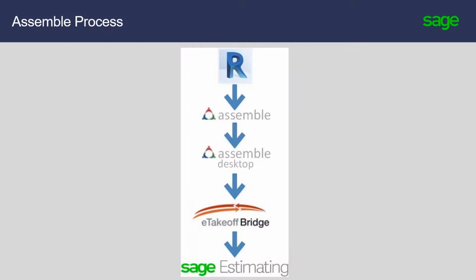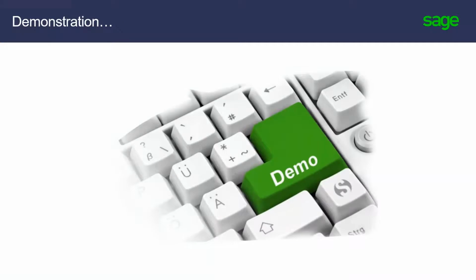With Assemble Systems, we've got a little bit different process than we do with Navisworks. And so with Assemble Systems, we're going to go from Revit to the Assemble website. From the Assemble website, we're going to look at a product called the Assemble Desktop. And from the Assemble Desktop, we go into eTakeoff Bridge and then into estimating. So a few steps there, but it works great, and we can get our information directly out of the Assemble model and into the estimate from that program as well. So with that, let's take a look.